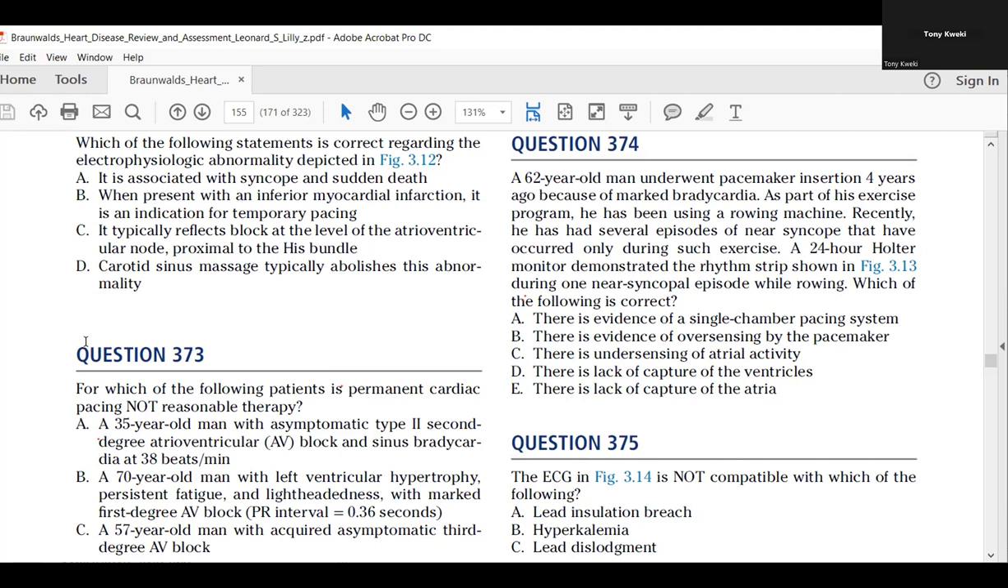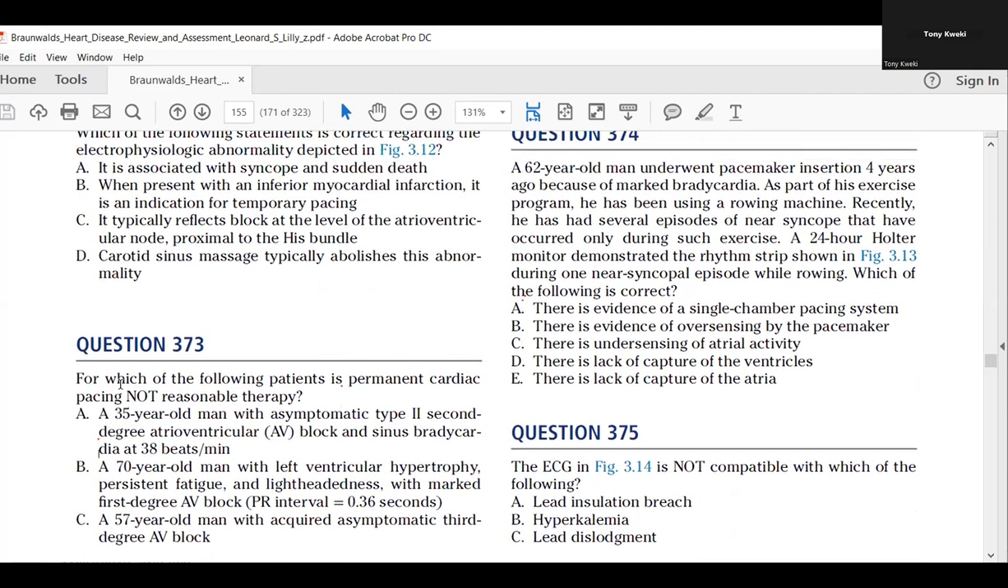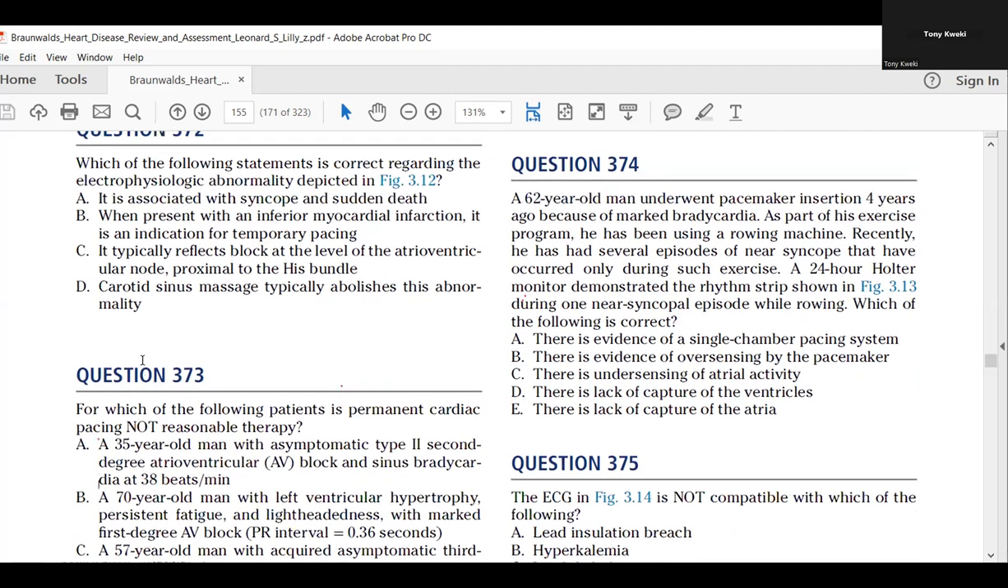So going to that question, we found out that this man is a marathon runner with calf cramps, and then, of course, he has 3.4 second pauses during sleep. And this is expected, like we said, because many of these athletes usually have a high vagal tone. What it means is that for some of them, they may have pauses even greater than 3 seconds during sleep. So that definitely knocks off that answer. For that one, the answer, which is the false one, is a 56-year-old marathon runner with calf cramps and 3.4 second pauses during sleep.